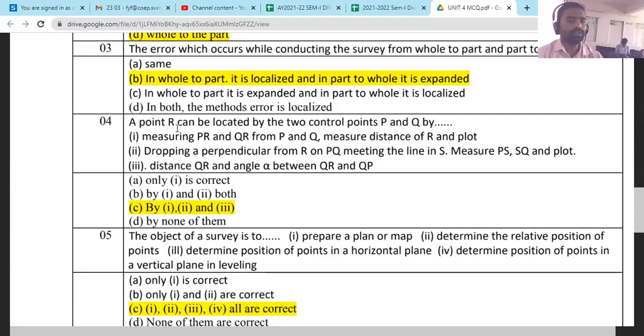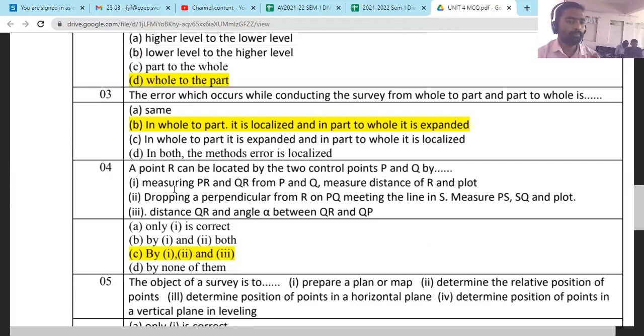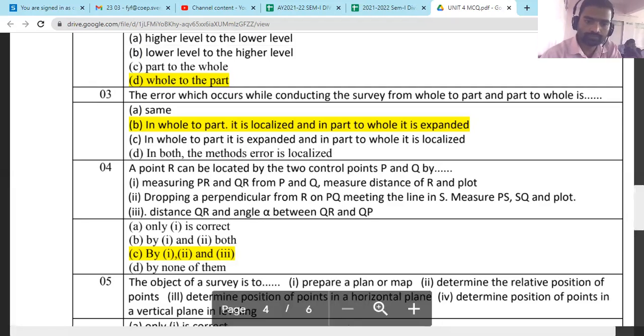Then a point R can be located by two control points P and Q. Okay, measuring PR and QR from P and Q, measure the distance R and plot. See what he is saying. I will draw the diagram. You will understand. Okay, a point R can be located by two control points. So there are two control points. Okay, so these are the two control points. This is P.